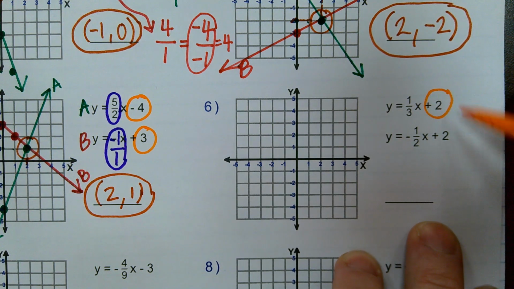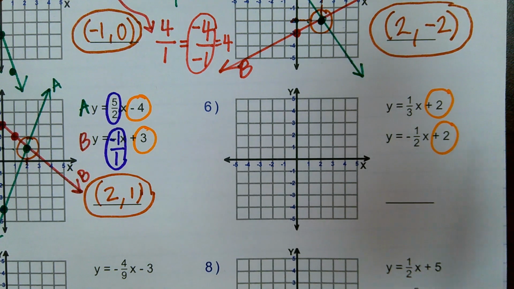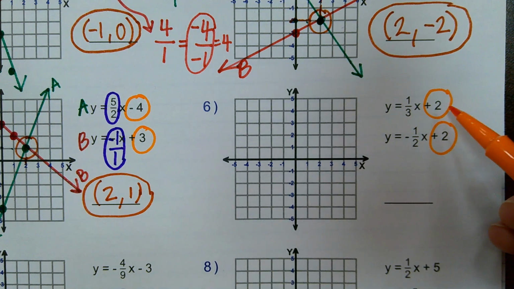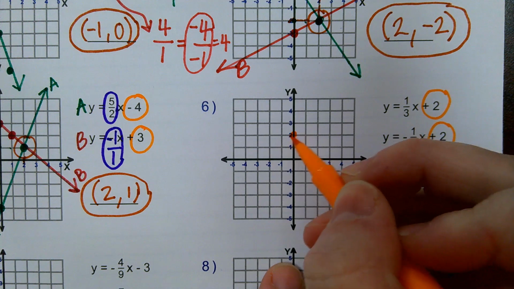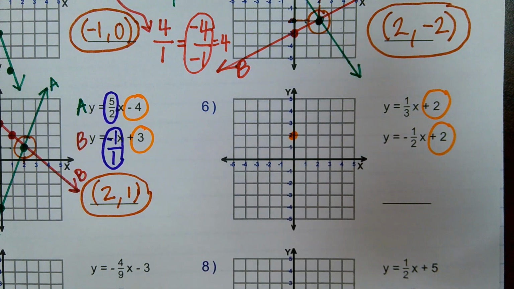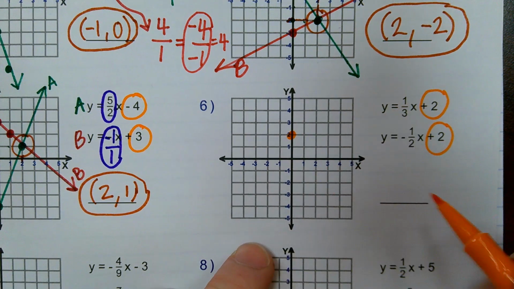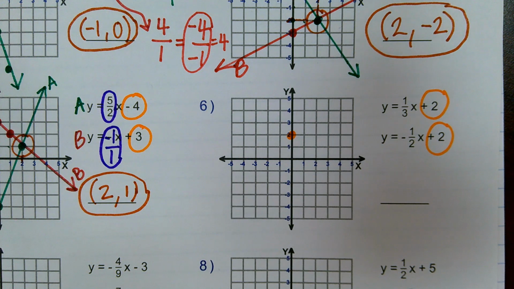Y-intercepts. 2 and 2. So let me tell you a little trick. If the y-intercept is the same, it's going to be the same point. That means both equations are starting at positive 2. That's going to be our solution. So we could just write the solution, but let's solve it out first. Let's make sure we understand why.